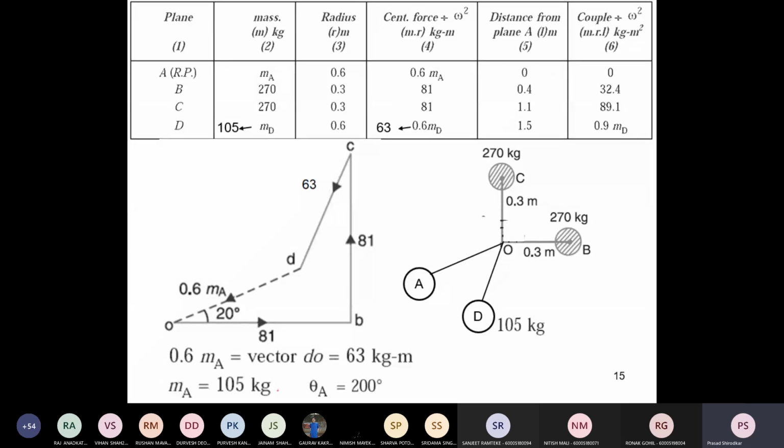Sir, mass A can be in between B and C also, na? No, it is given. The positions of mass A and D are given. It is in the plane of rotation of the wheels. Okay, okay.